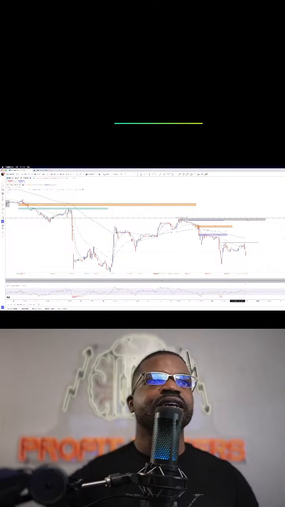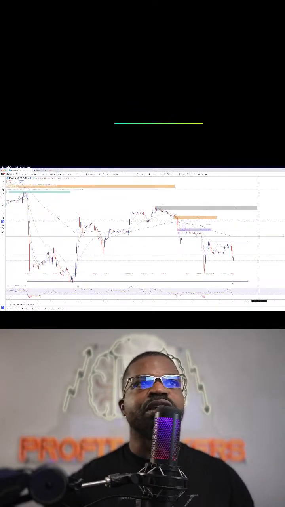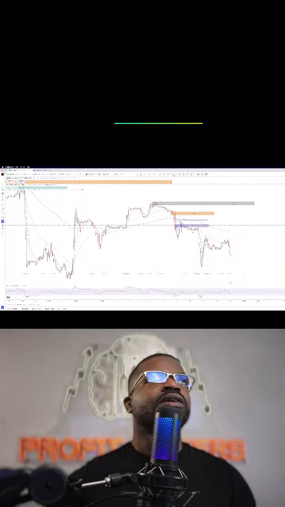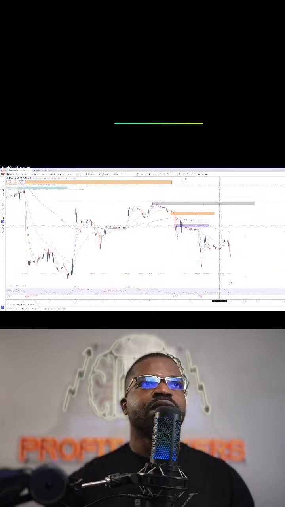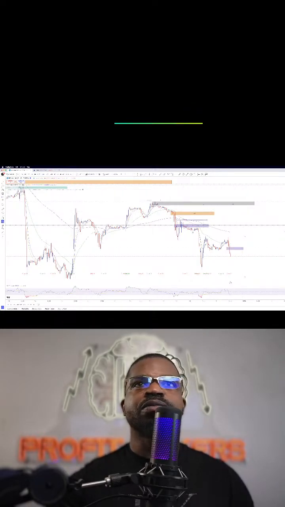That's cool. So right here, again, everything has already taken off. What we need to do is just set these alerts and be patient. Right here is where we have that break. We could see a retest, so we'll set an alert.